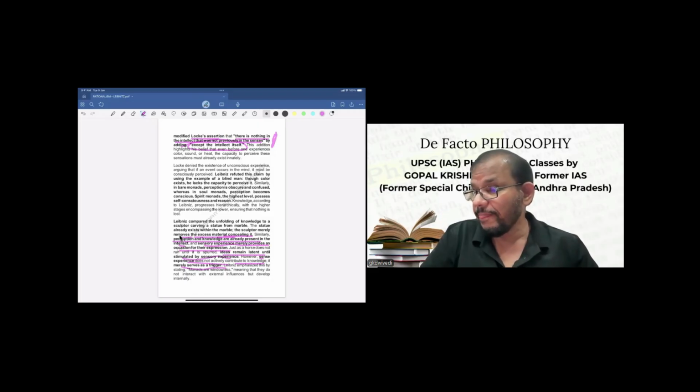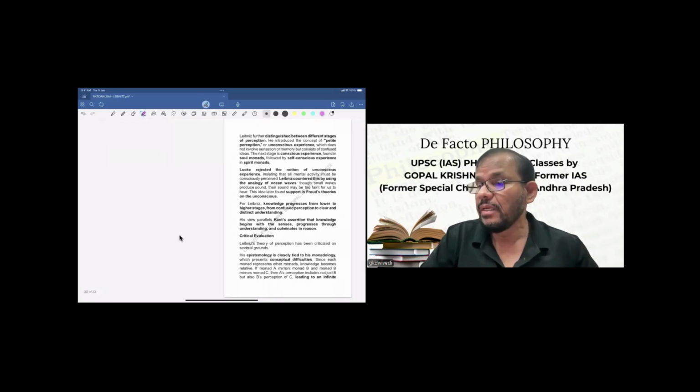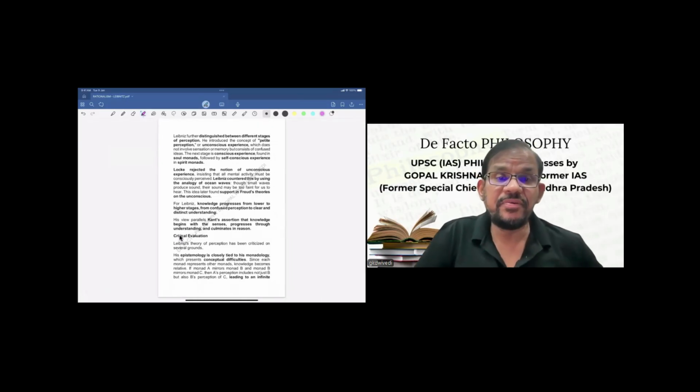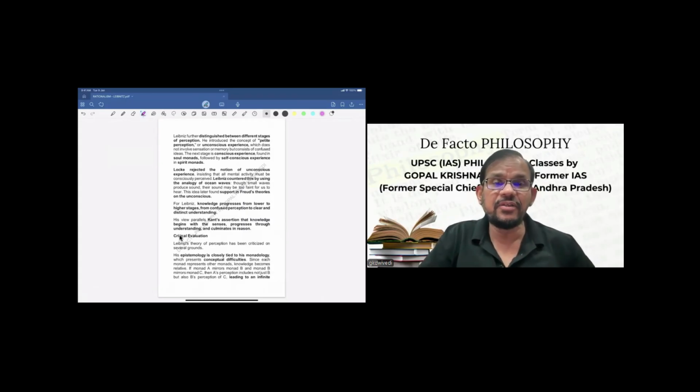Leibniz emphasized this by stating that monads are windowless, meaning that they do not interact with external influence but develop internally. He has further distinguished between different stages of perception, because different kinds of monads are there. Soul monads or spirit monads have conscious perception, while bare monads have very confused perception. Locke rejected the notion of unconscious experience. Leibniz countered this by using the analogy of ocean waves. This idea later found support in Freud's theory of the unconscious.